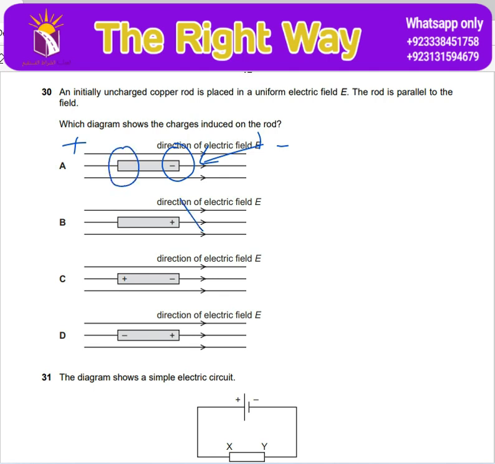Same for option B. We know that positive is on this side and negative on this side, so positive is not going to induce positive on this side, and negative is not going to induce negative on this side. So C is also the wrong option. Positive on this side, negative on this side. Due to negative, positive charge is induced on this side and negative charge is induced on this side. So D is the right option.